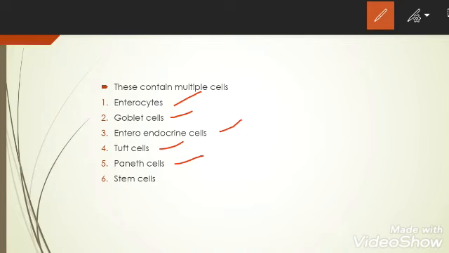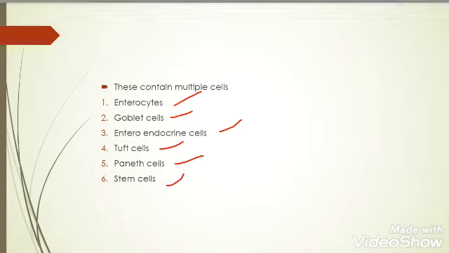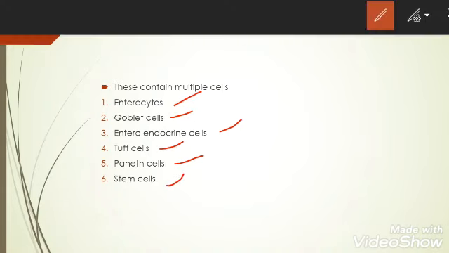And that's the reason, as a primary defense mechanism, there is a group of cells called Paneth cells which act as a regulatory mechanism in synthesizing antimicrobial peptides, which act as the first line of defense in the small intestine. So the last one are the stem cells.